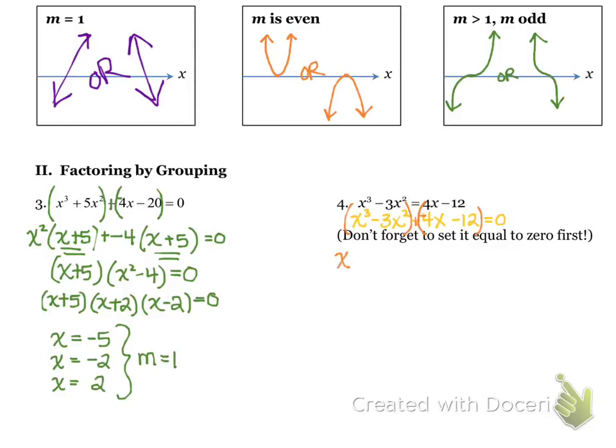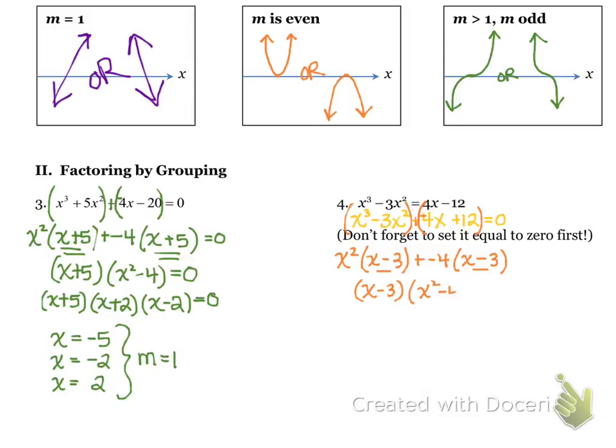The GCF of my first one is x squared. The GCF of my second one is negative 4. Oh, I made a mistake. This should be plus 12 because I had to add it to the other side, which now makes sense because now I have x minus 3 as I should, and these two match, so that's one of our factors.